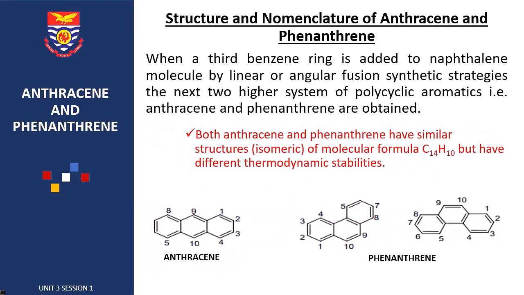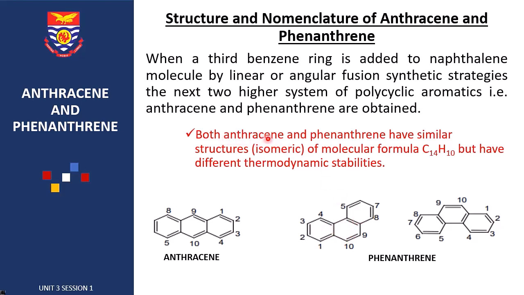Okay, so next is to look at the structure and nomenclature of anthracene and phenanthrene. Now, these two compounds are obtained from naphthalene. When a third benzene ring is fused to naphthalene, you can have either anthracene or phenanthrene produced. Anthracene has all three benzene rings in a straight form, whilst in phenanthrene we have the benzene rings in a curvy or U shape.